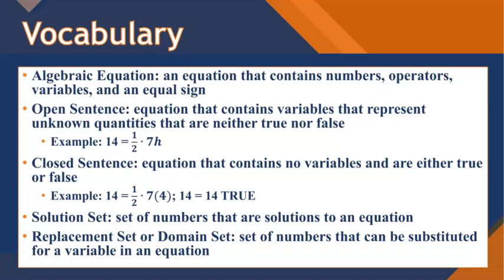And then a solution set is just a set of numbers that are solutions to the equation. So if we look at the closed sentence where we said 4 was in place of h, we would say that 4 is part of the solution set for that equation. And the replacement set or the domain set is just a set of numbers that can be substituted for a variable in an equation, but it doesn't mean that it is an answer to it. You would have to plug those numbers in to determine which ones would be a solution.